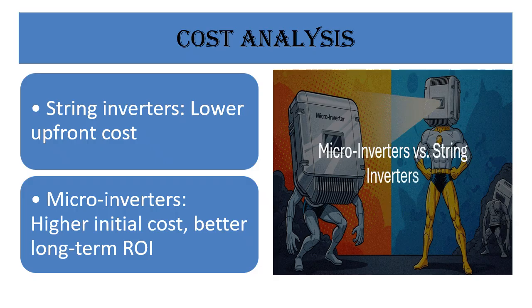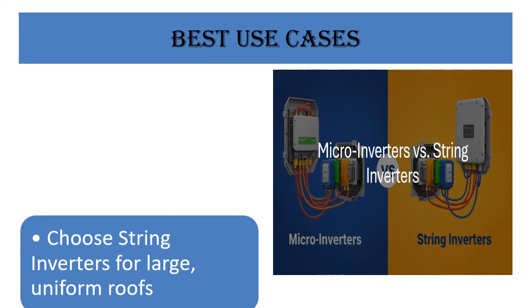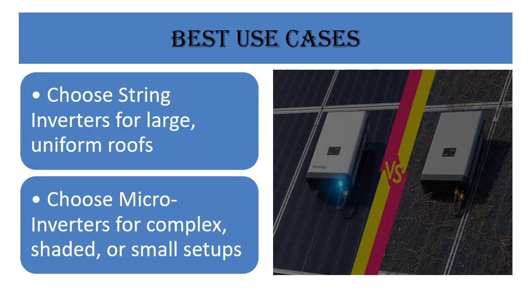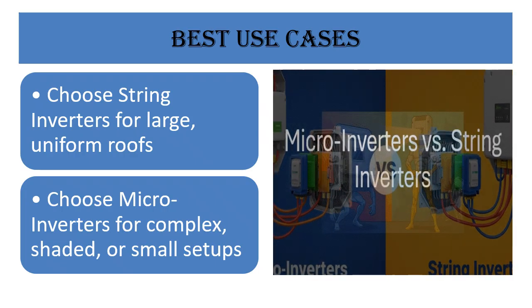Best use cases. Use string inverters for large, evenly sunlit roofs where simplicity matters. Choose microinverters for shaded, irregular, or smaller setups where efficiency and flexibility are key.